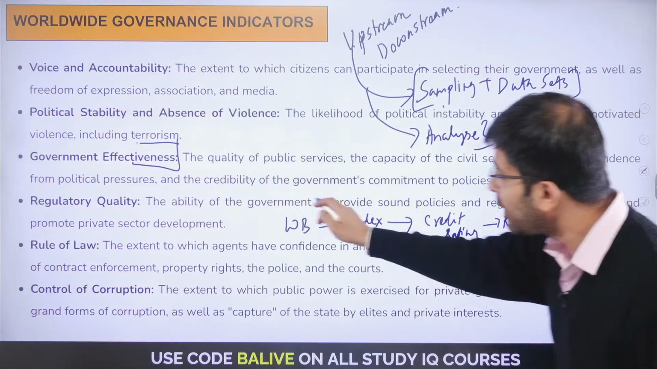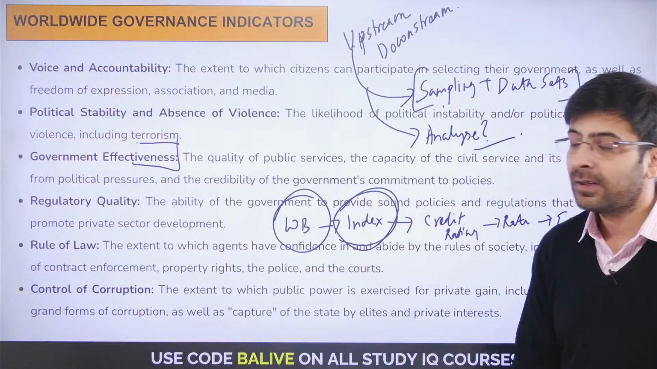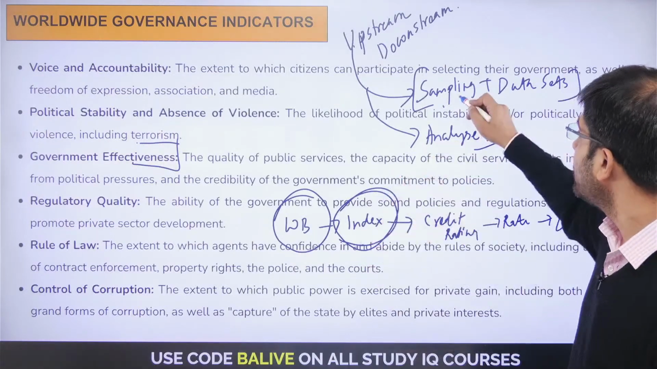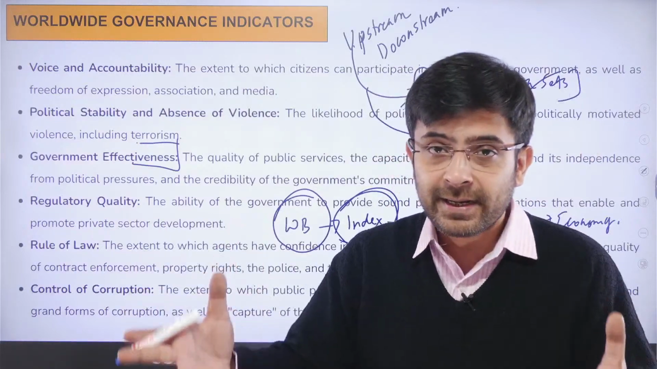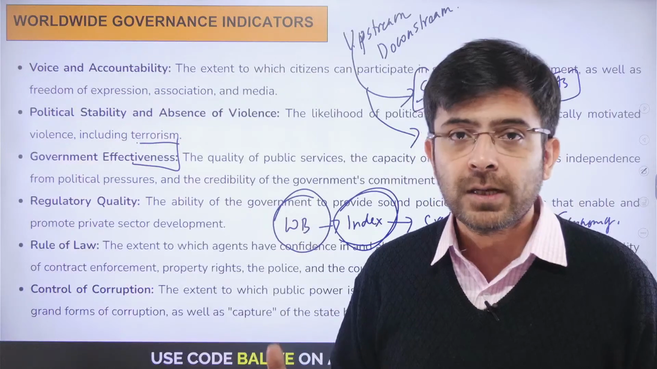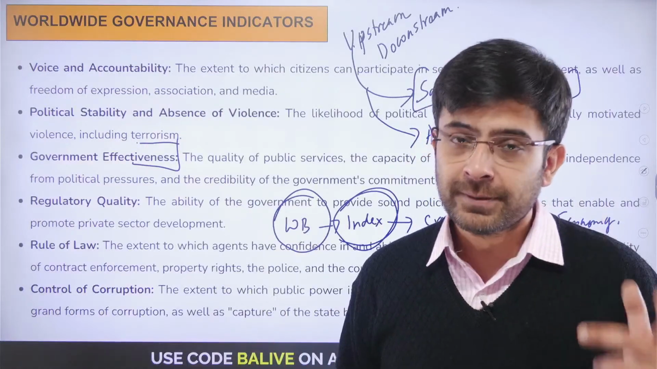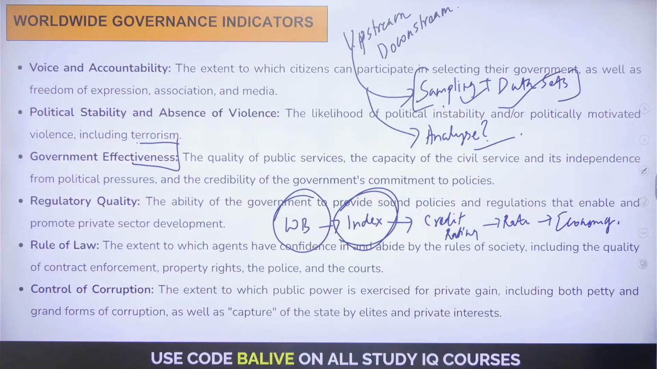Which is why India is questioning the World Bank as to how it is preparing this index in the first place. The points of objection being: how are you sampling your survey? What's the sample size? What's the data set? How was sampling done? And eventually, how are you analyzing the results of that survey? The interpretation also is being questioned by India. So this is another key concept that you need to be aware of.